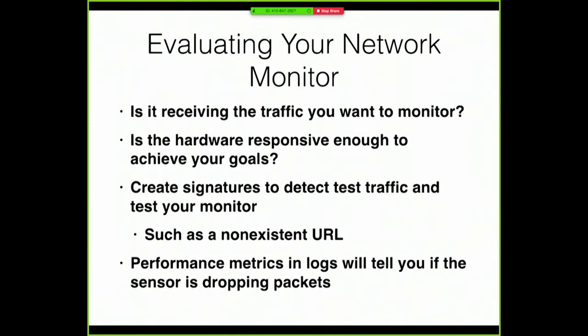You monitor to see if it's getting the right stuff, if your hardware is fast enough, if your signatures are fast enough and precise enough to find what you want. And then you can look at performance metrics to see if it's dropping packets. All network monitoring devices drop packets if too much data is going by, more than they can process.